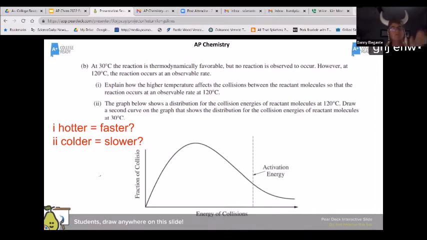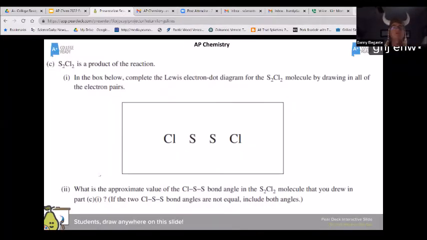All right, so that was part B. So we did part A, we did part B. All right, let's see. C. Oh, this is just like 2 weeks ago. Okay. Complete the Lewis dot diagram for S2Cl2. Now, y'all, I don't have to tell you how to do a Lewis dot diagram. If you see one of those, knock it out.